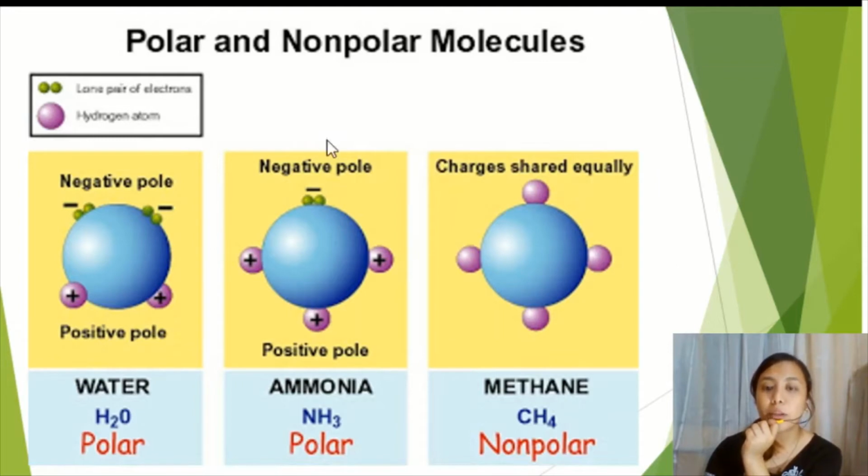Here, your ammonia, when you put an axis in between, it will become asymmetric. So it is the same with your water. But your water actually cannot really be called a fully polar molecule.